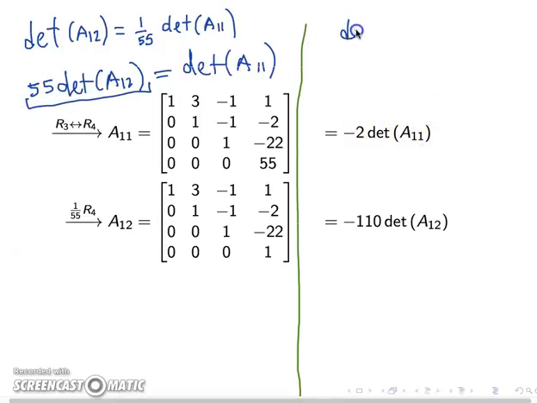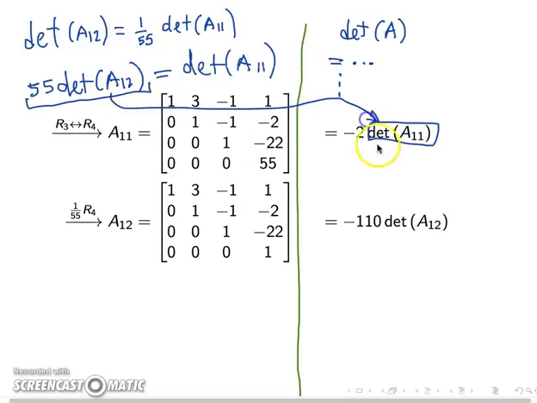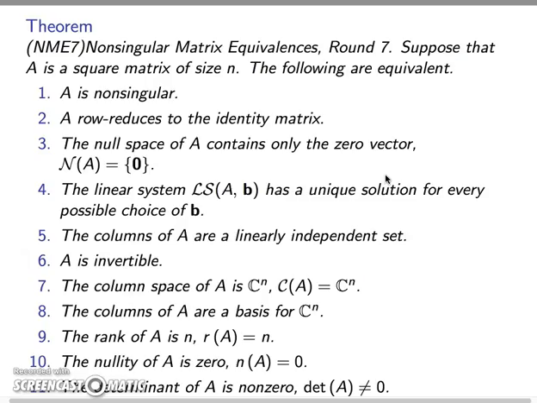Again, remember, this comes from the long chain of equalities, that we have determinant of A equals something or other, etc., and this is now equal to minus 2 times determinant of A11, and now we have an expression for determinant of A11. Once we substitute that expression, we have 55 times determinant of A12, 55 multiplied by 2 is 110, and we preserve the negative sign we have there, the negative 1.